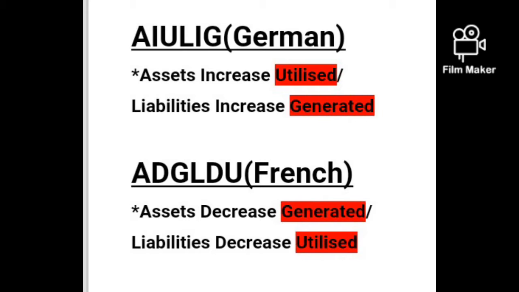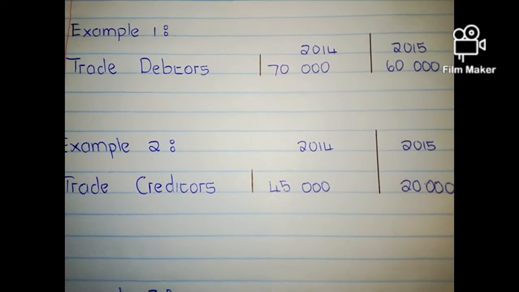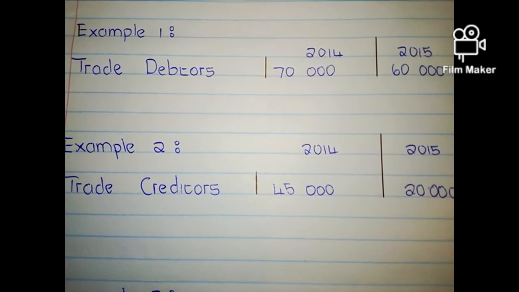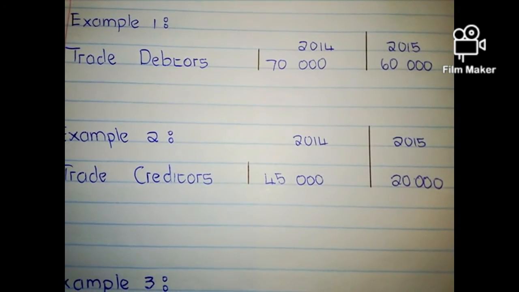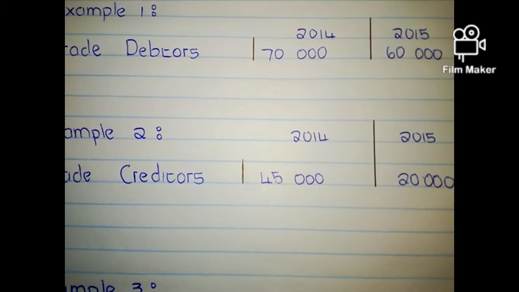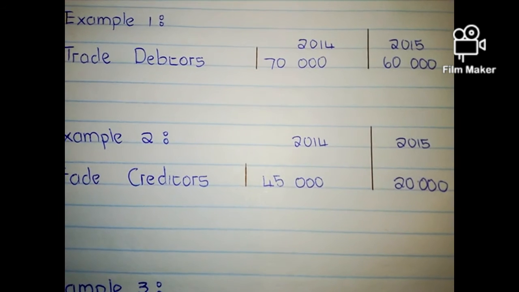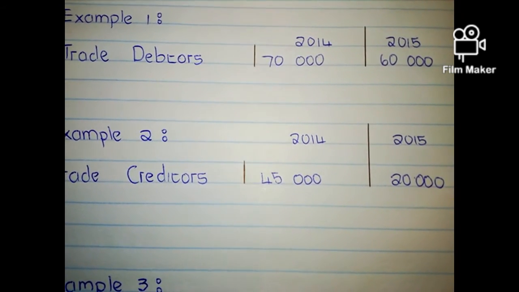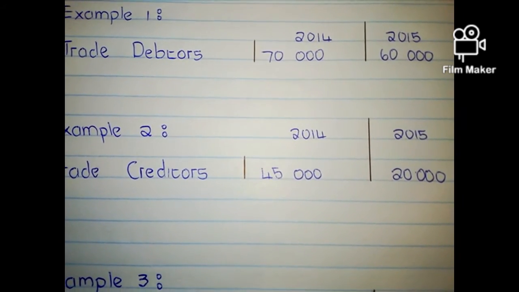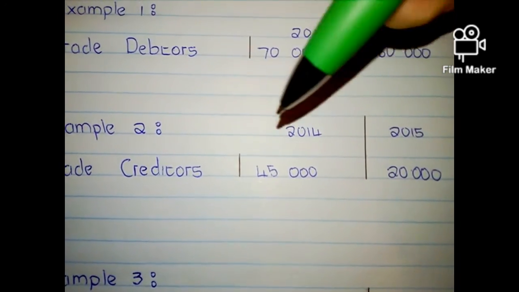I'm just going to give you a couple of examples in order to familiarize yourselves with these two approaches. In the first example, I'm given the information that my trade debtors in 2014 were 70,000, but in 2015 they were 60,000. Trade debtors are those people that owe money to the business, so initially they are our assets. We can clearly see that from 2014 to 2015 they decreased. So the question is, in which approach do our assets decrease?